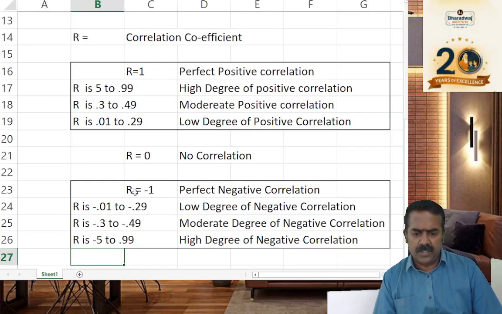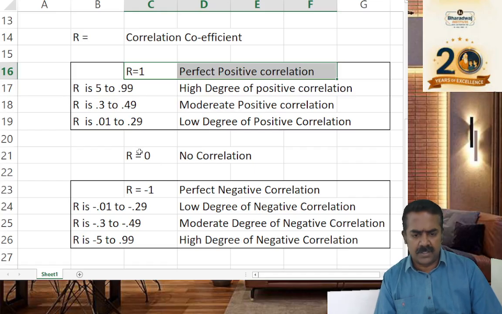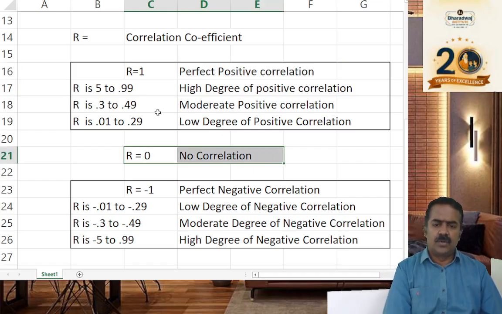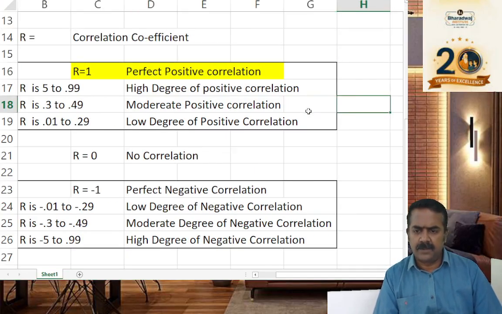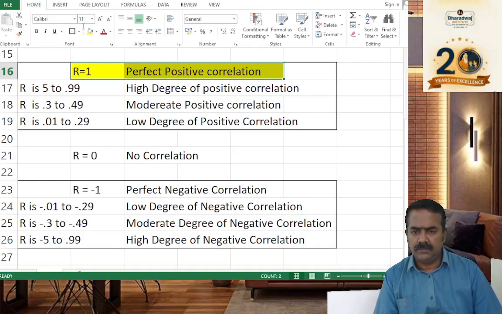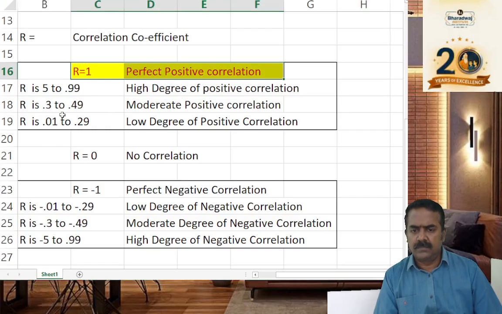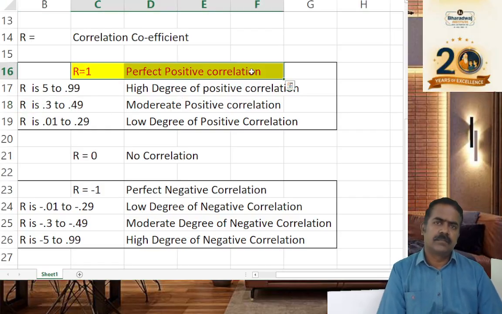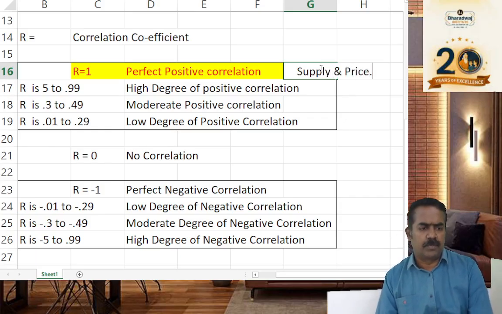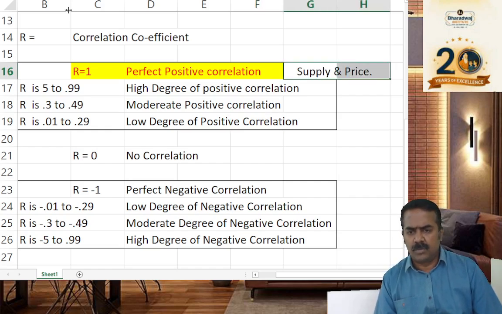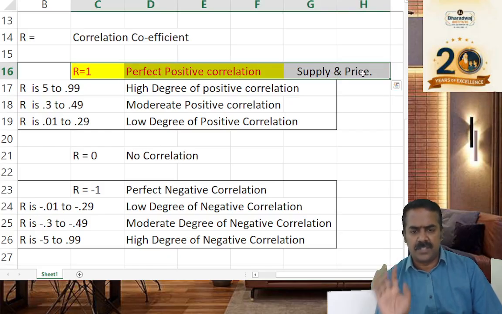Okay. If R is minus 1, it is called as what? Perfect negative correlation. Plus 1, it is called as what? Perfect positive correlation. R is equal to 0 means what? No correlation. Where will there be perfect positive correlation? Example, supply and price. More supply, more price. That is called perfect positive correlation in general.